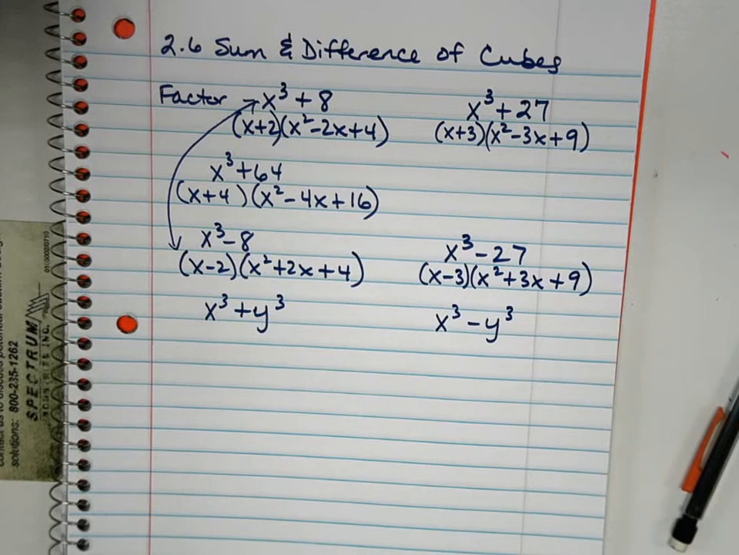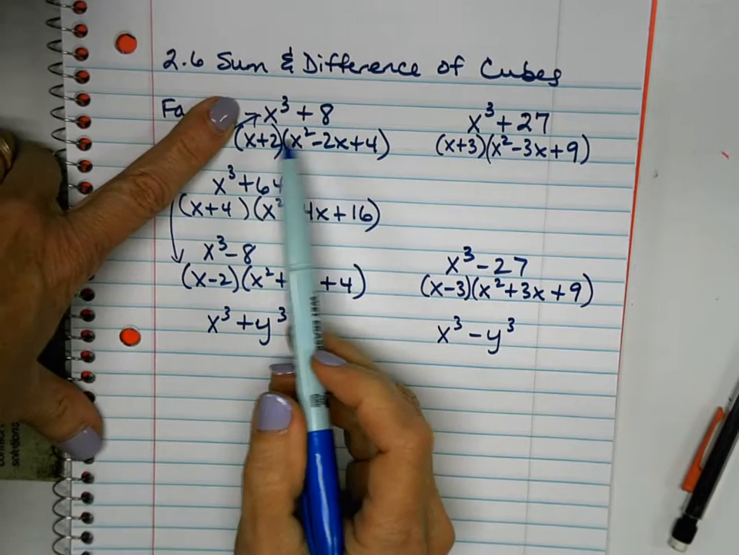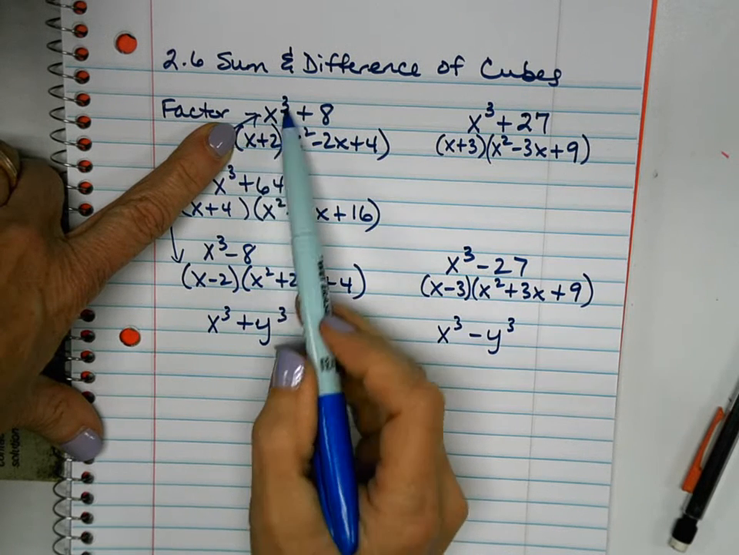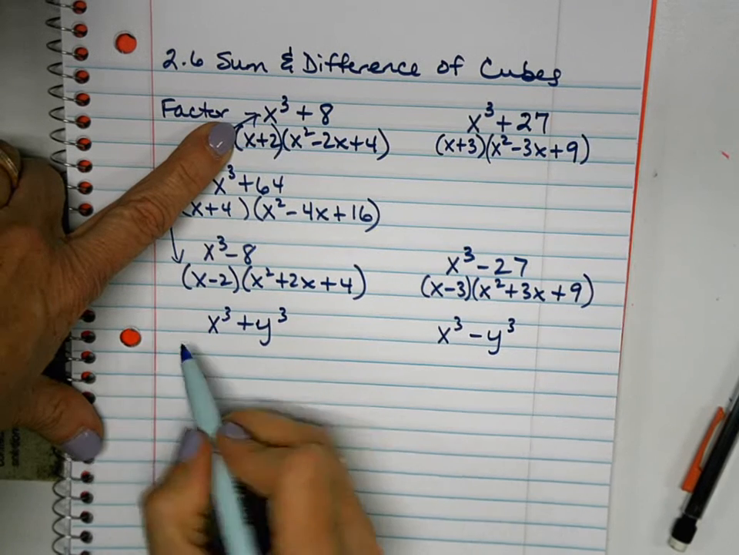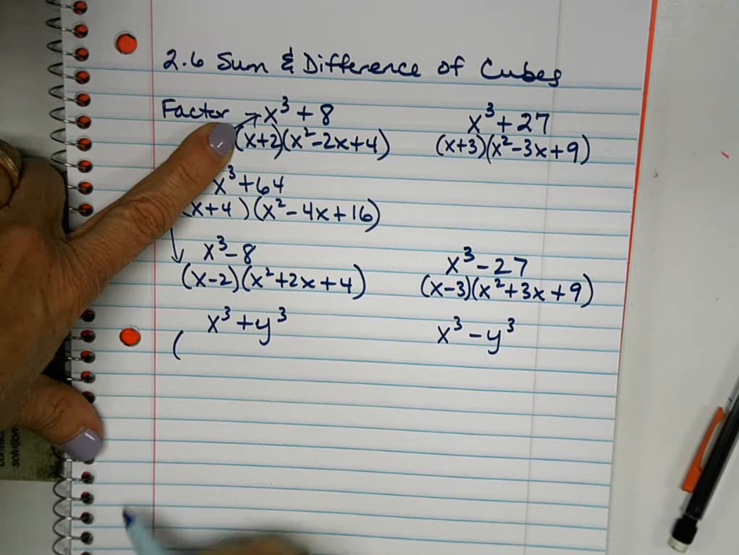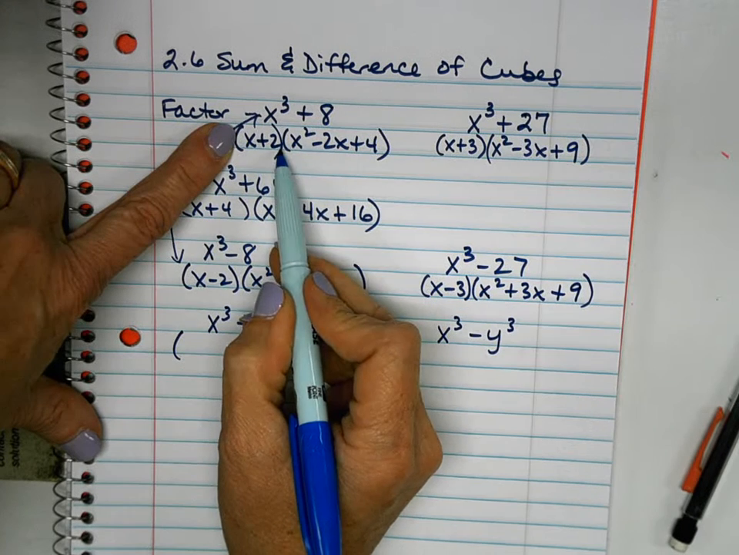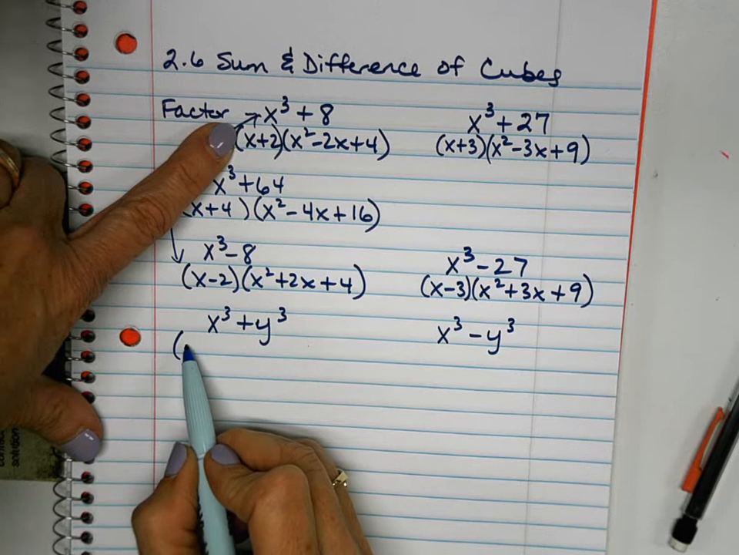Okay, x cubed plus y cubed. When this was x cubed plus 8, this became x plus 2. What are those numbers in relation to the x cubed and the 8? So if this is x cubed plus y cubed, what am I going to have here? In the first parentheses, this was x plus 2, so what's this going to be? I can't make the calculator factor this, I don't think. What do you think it's going to be?